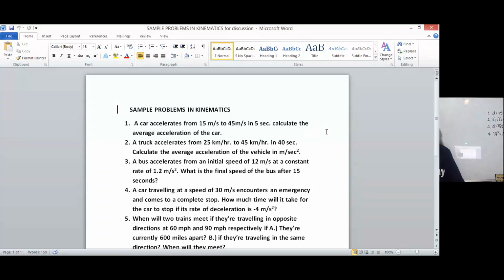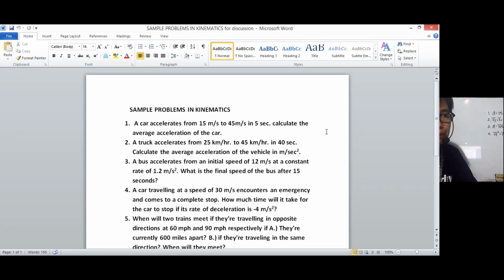Okay, that's there. Okay, so number one, a car accelerates from 15 meters per second to 45 meters per second in 5 seconds. Okay? Calculate the average acceleration of the car. So we're looking for the average acceleration of the car.